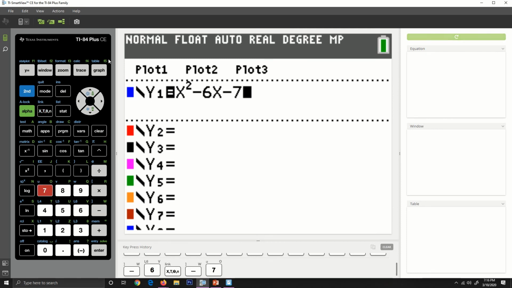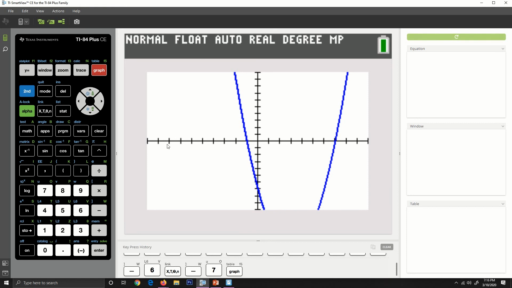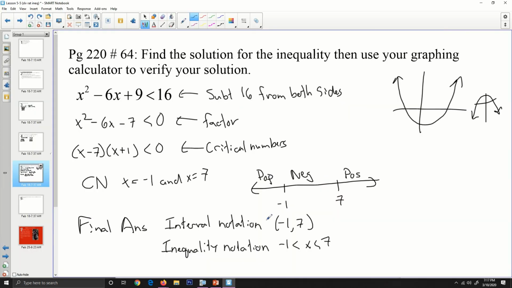And I know that this is an equality, but if we look at the graph here, we want to know where the function is less than 0. Well, it's less than 0 wherever the blue curve is below the x-axis. And we can see that from -1 all the way down to +7, it is less than 0. And so we have correctly found the interval.